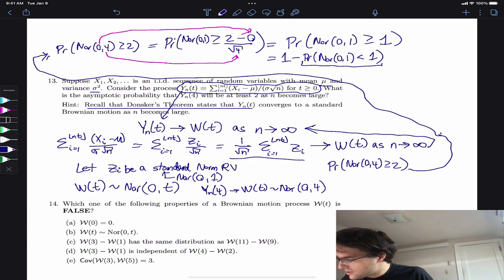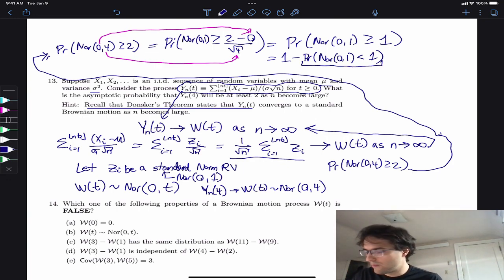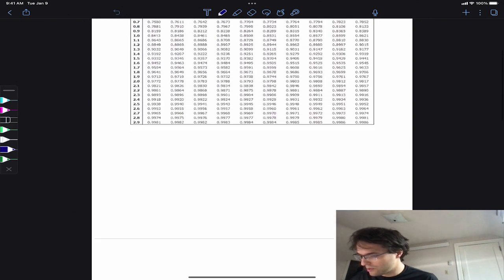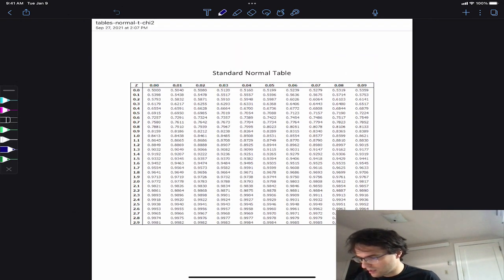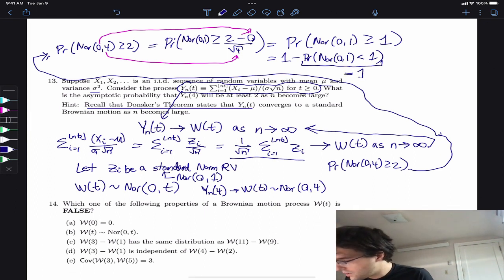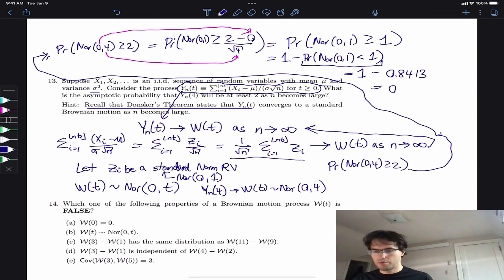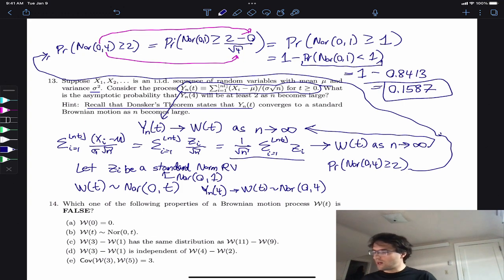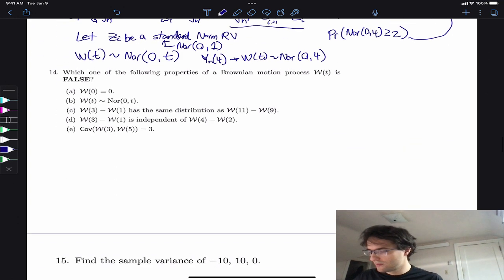And what is this value? Well, let's look that up in the normal tables. The probability that this is less than or equal to 1 is 0.8413. That comes from here. So going back, that's equal to 1 minus 0.8413, and that ends up being 0.1587, and that is our answer. So that's how you go about solving this problem. Cool.